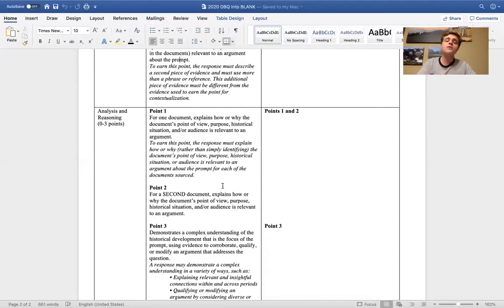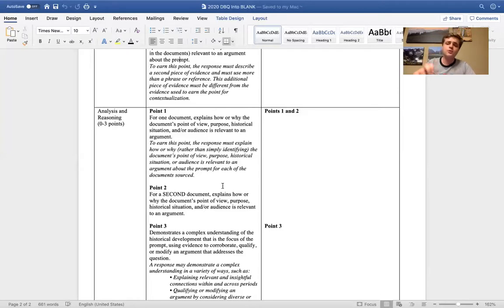I recommend that whenever you use a document, which you're going to do 5 times, you use HIP every single time to introduce it. We'll talk about that more tomorrow when we go over an example. And if you don't really understand this rubric now, that's okay. Tomorrow when we go into more detail and get to an example DBQ, it'll make a lot more sense.